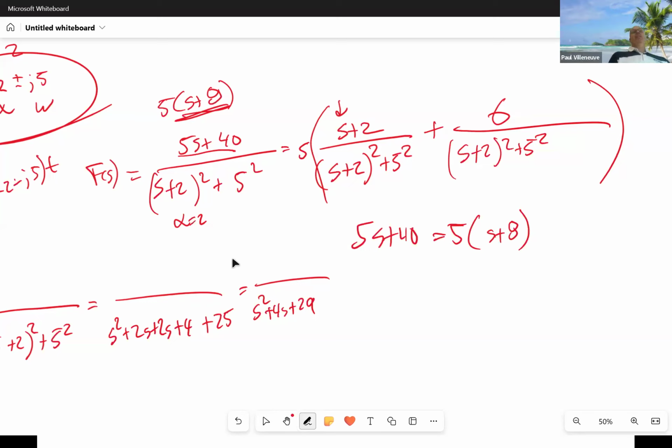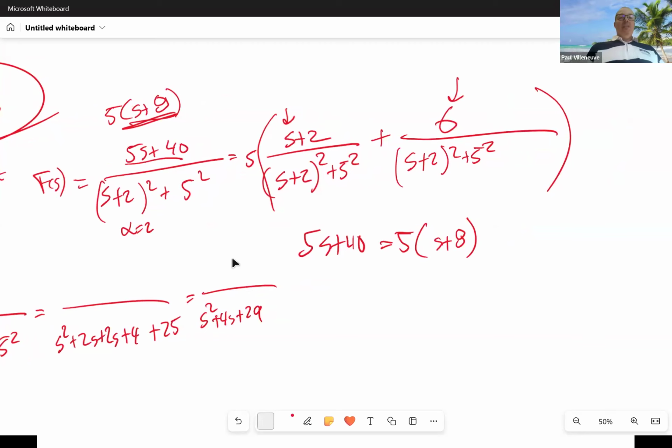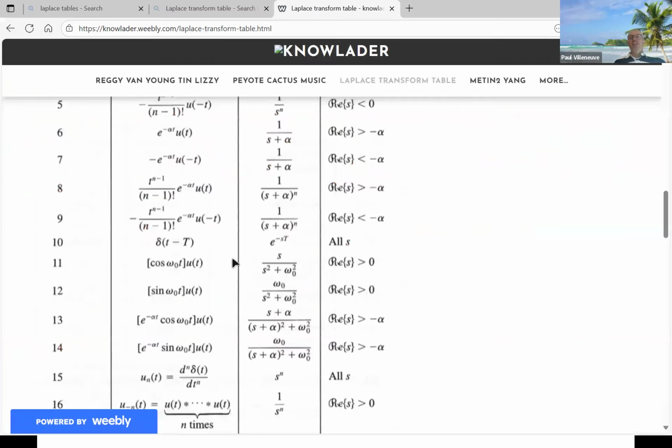5 times s plus 8, right? So I'm grabbing s plus 2 over here to make that first one, and I'm missing 6 over here. So that's just basically the remainder to make that work. And now I'm really darn close to the table, aren't I? Because this one right here is item number 13 on the table. Looks just like it, except it's multiplied by 5, correct?